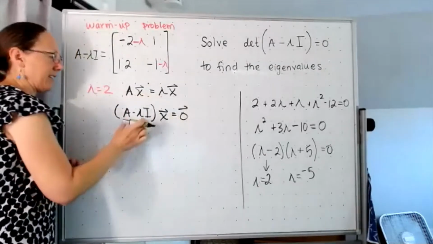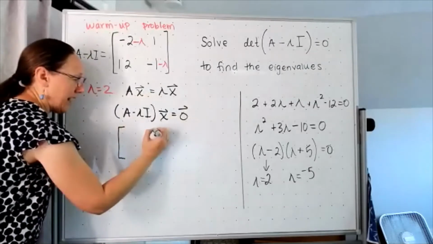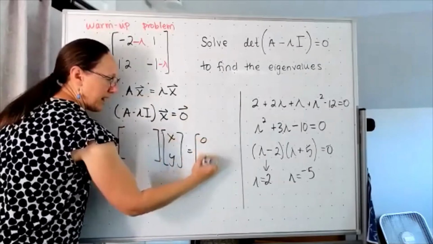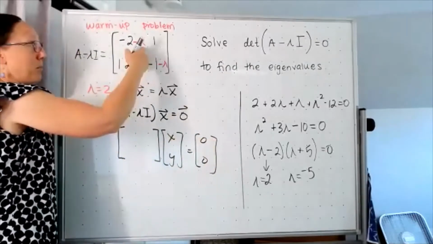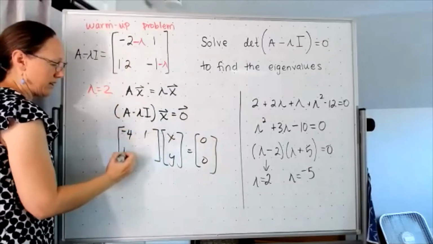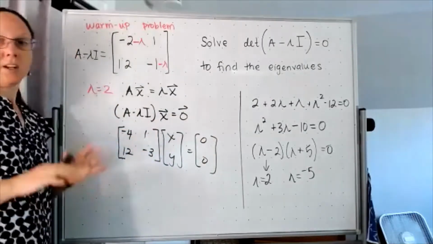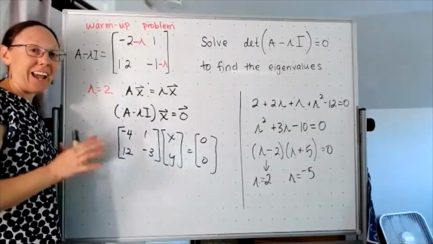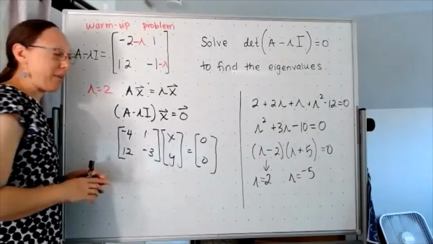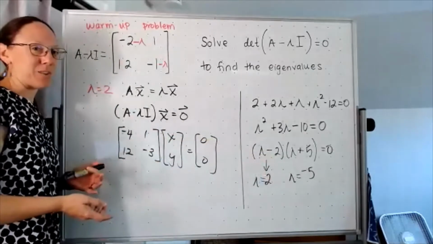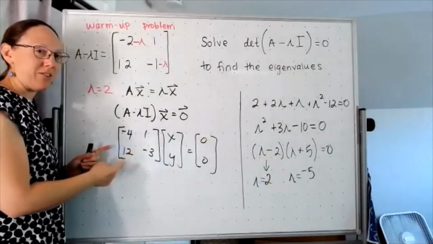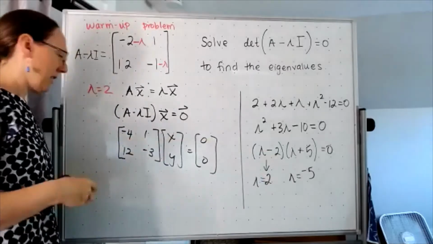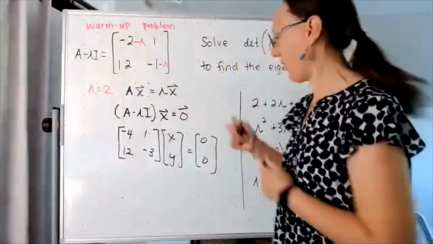So resetting this A minus lambda I matrix, I didn't actually really need to erase it, but I can get it back really quick. Plugging in the 2, that's a -4, 1, 12, and -3. Great. Now that we're here, I'm going to multiply out the left-hand side. And because we have 2 distinct eigenvalues, we are expecting that when we write this out, the top equation and the bottom equation are the same. Let's make sure it works out that way.